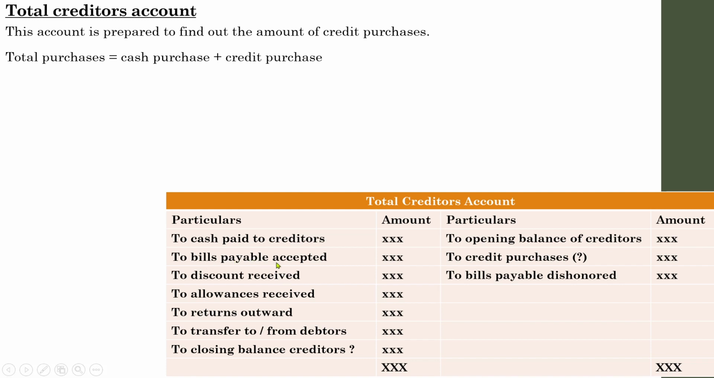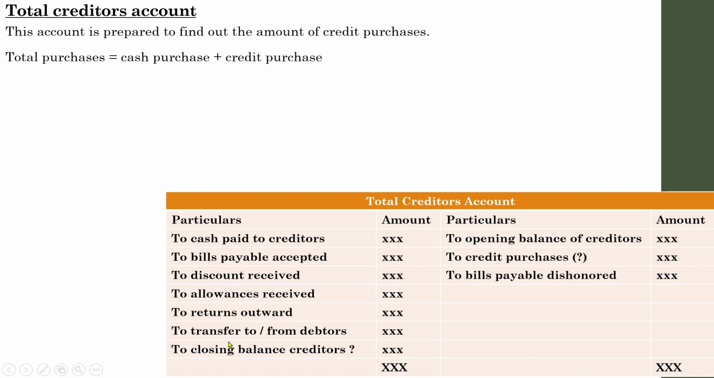Debit side: to bills payable. Whenever we accept a bill, creditors will be reduced, so it will be written here. Then discount received from creditors, any allowances received from creditors, and any return outward. Return outward means purchases returns; it's the other name of purchases returns. Then transfer to or from debtors. Sometimes the creditors may become the debtors at one point of time. That is, we might have borrowed some money or some goods from creditors, and in return we might have sold goods in some other transaction to the same creditors. So the creditors automatically change to debtors.